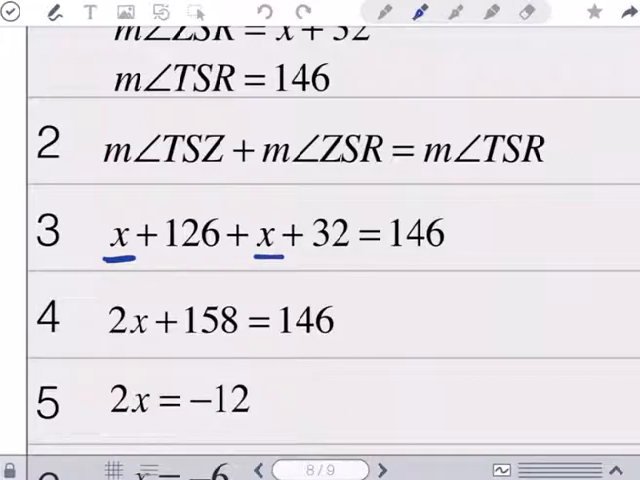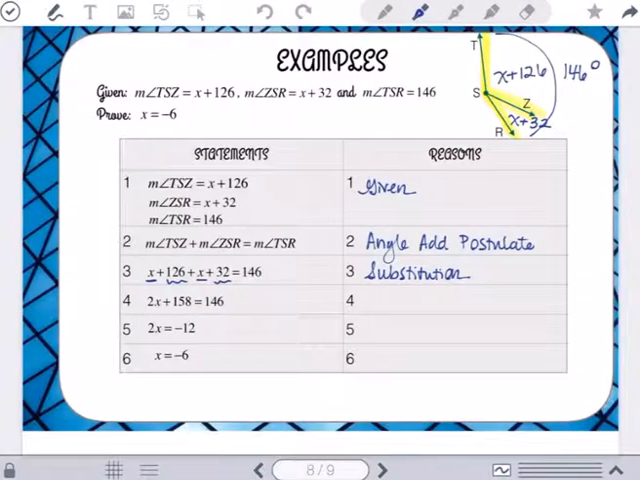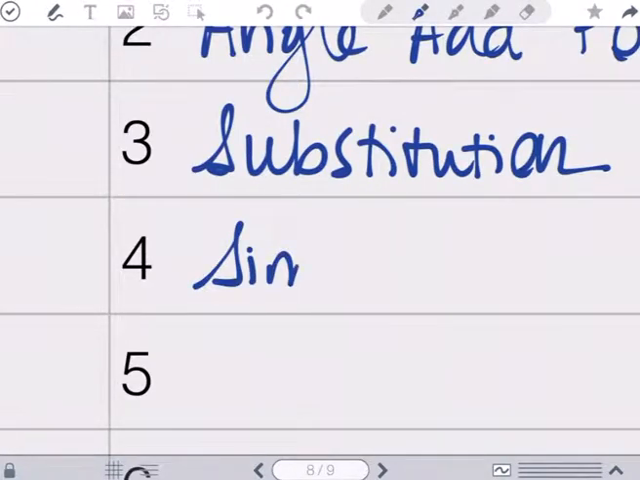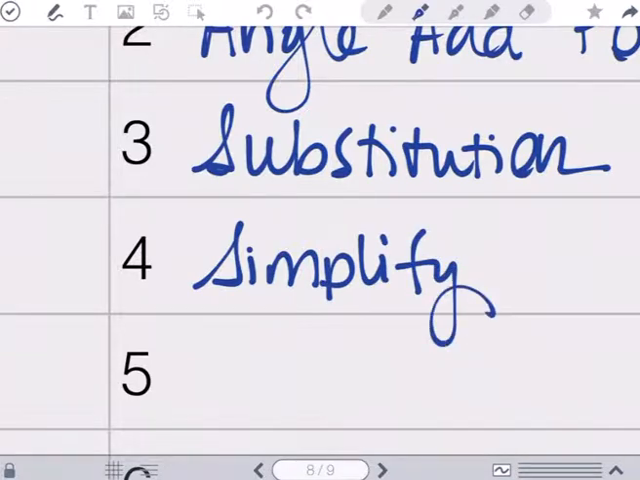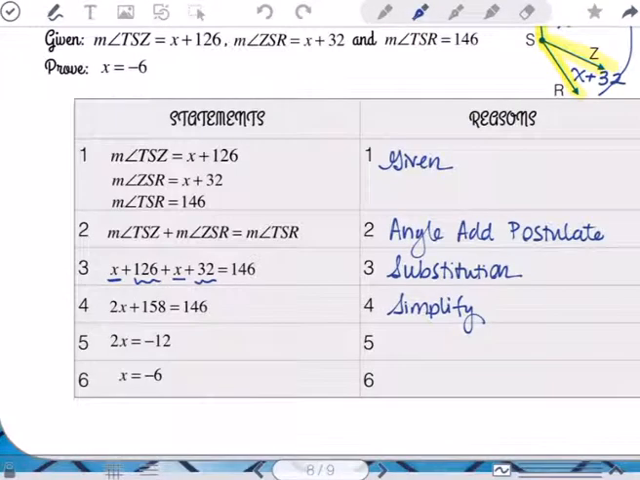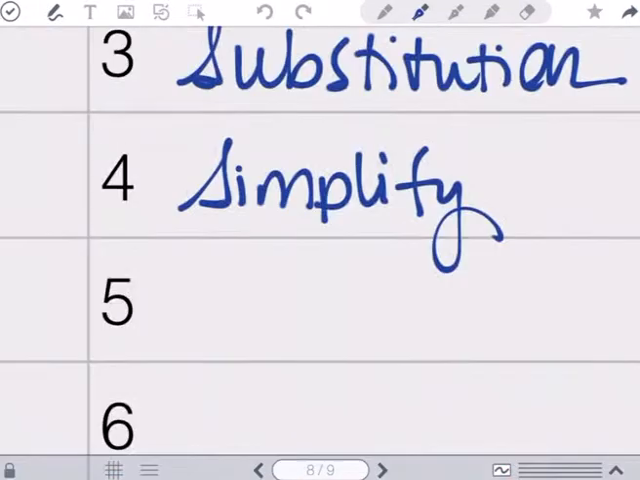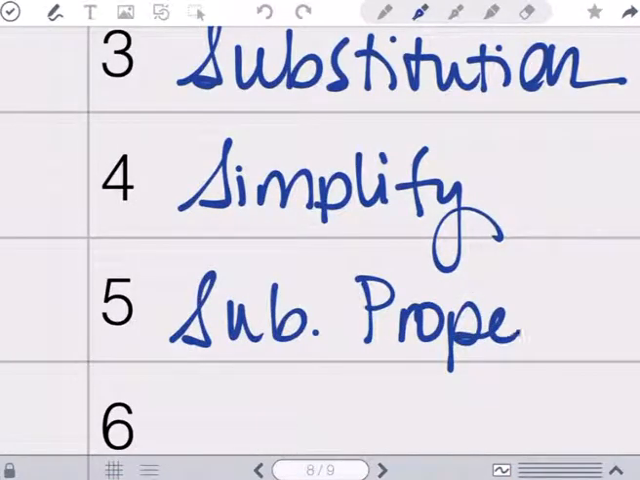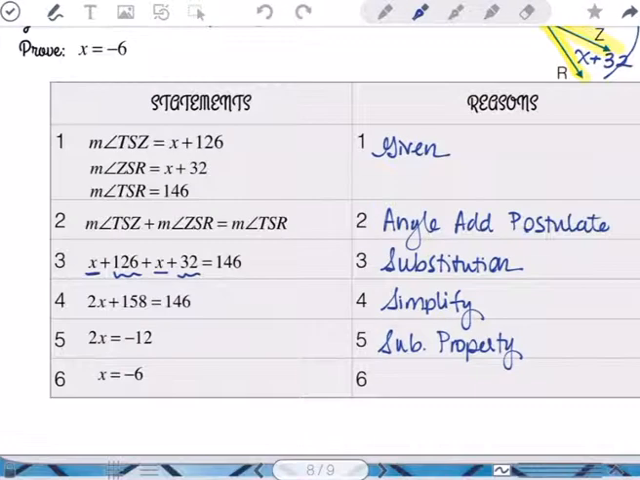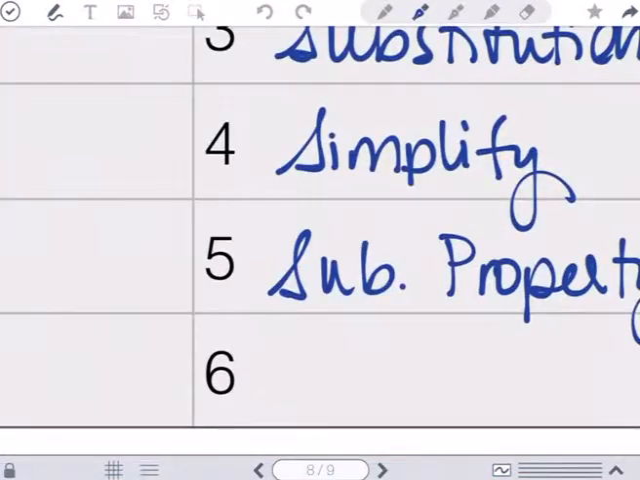So we have like terms to combine, so that's going to be simplify. And then we subtracted 158 from both sides, so that's going to be subtraction property. And then we divided by 2 on both sides, so that's going to be division property.